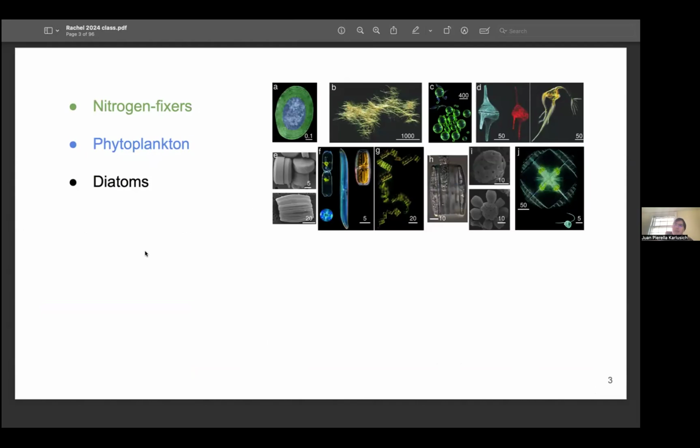And so I will give you three examples of how these integrative approaches were applied. First of all, I will start with nitrogen fixers in a project that we did together with Rachel a few years ago. Then a new project in which we analyzed the global phytoplankton community. And finally, a project that we very recently finished that consists of the specific analysis of diatoms.